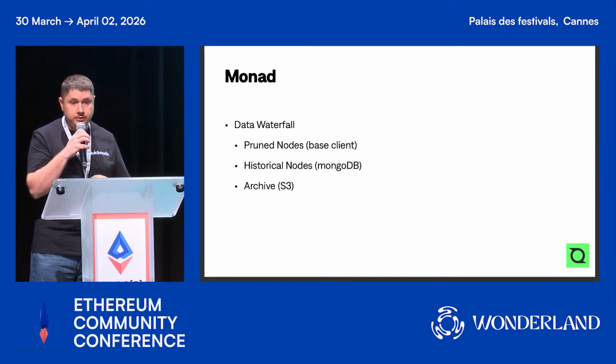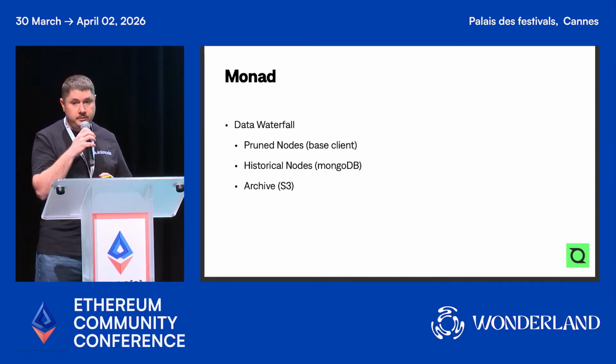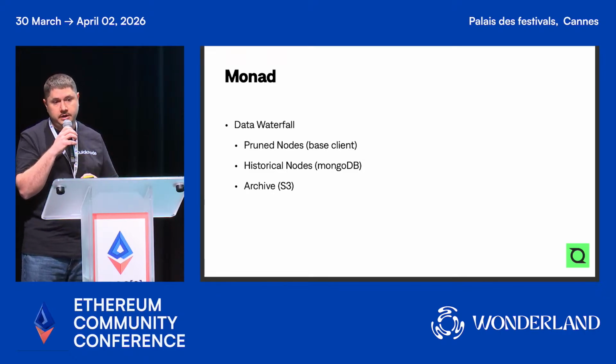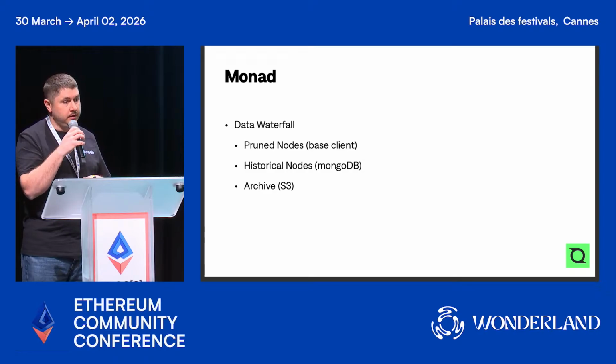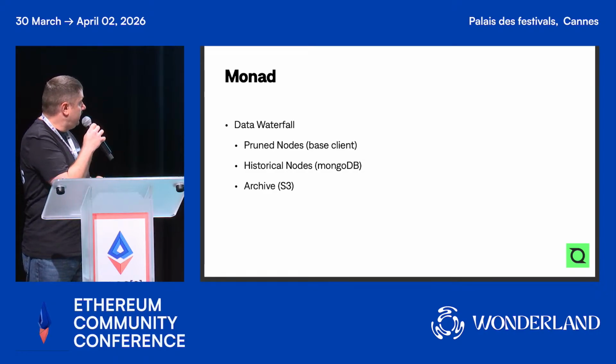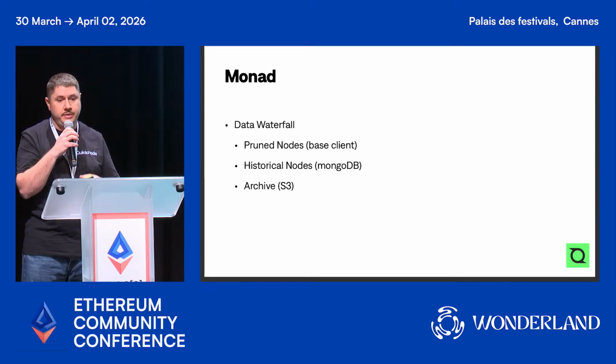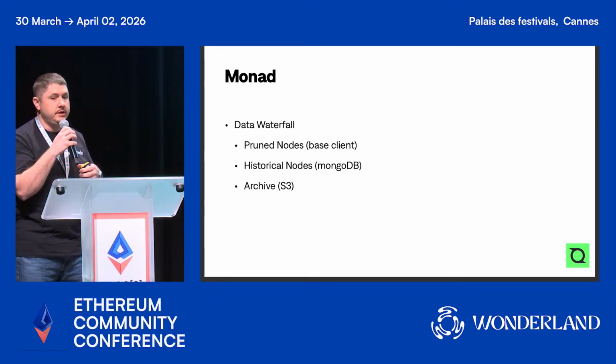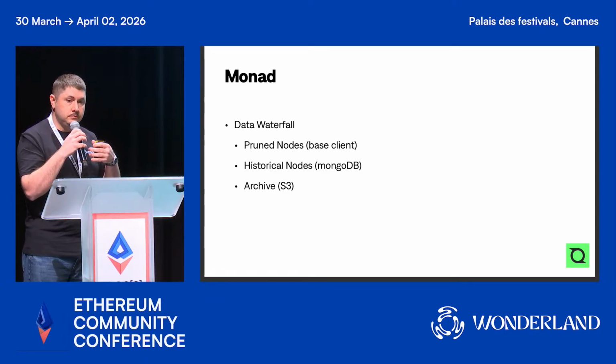Monad is also a newish chain. They have a 400 millisecond block time. They did a lot of innovative work in terms of their database. They also use a snapshot for their base client. So when that base client restarts, it has no state whatsoever. So it pulls a snapshot, starts up, and that's all it has.